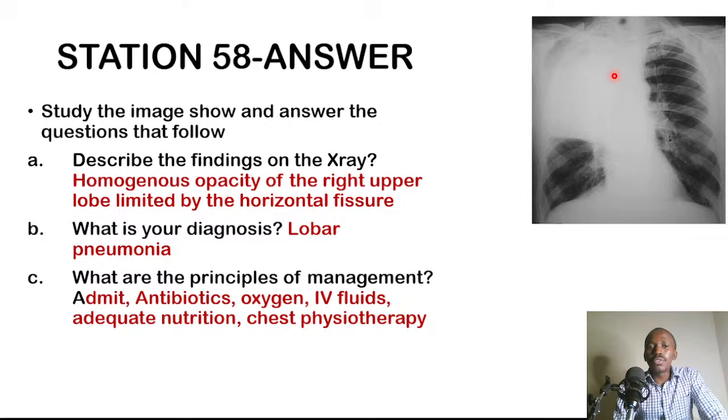So we admit the patient, we cover them on antibiotics, we give them oxygen, we cover them on IV fluids. Any patient with a respiratory illness, remember every time you increase the respiratory rate, you're breathing out pretty much air. You're breathing out water vapor, so you're losing fluids. So adequate nutrition is also important, as well as your chest physiotherapy.